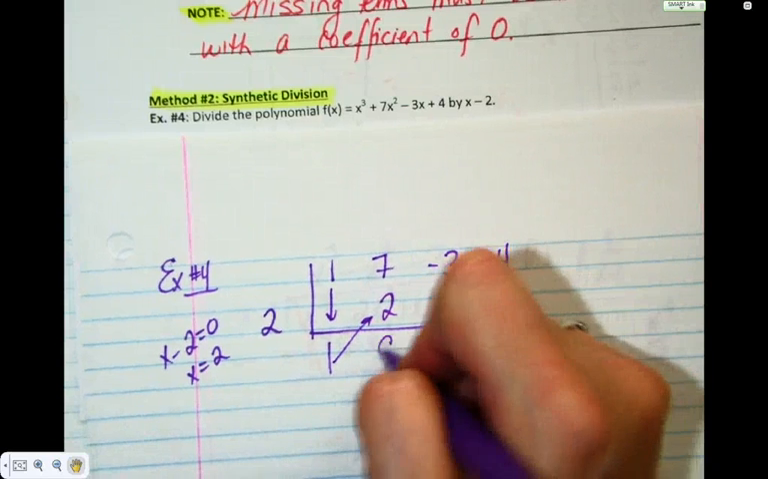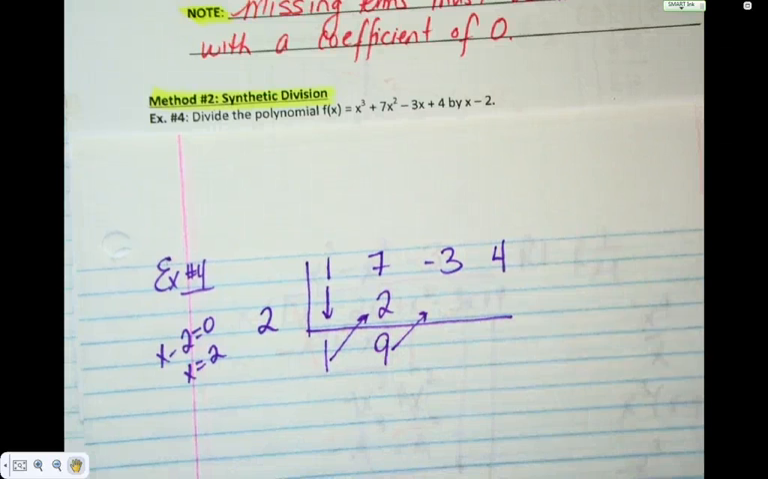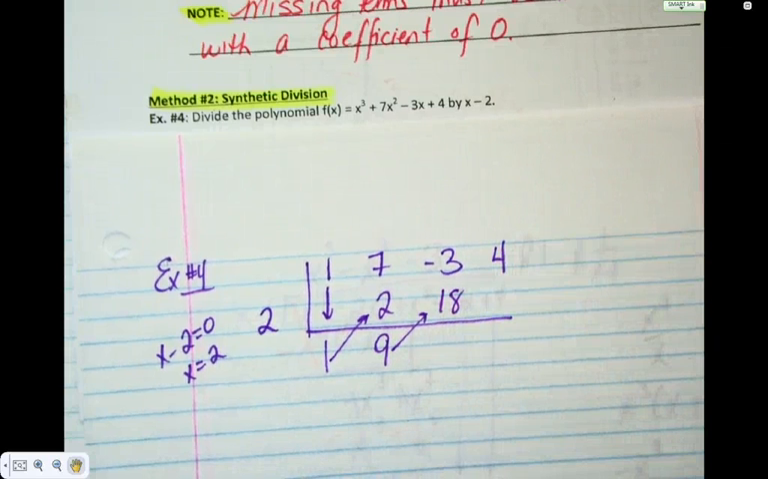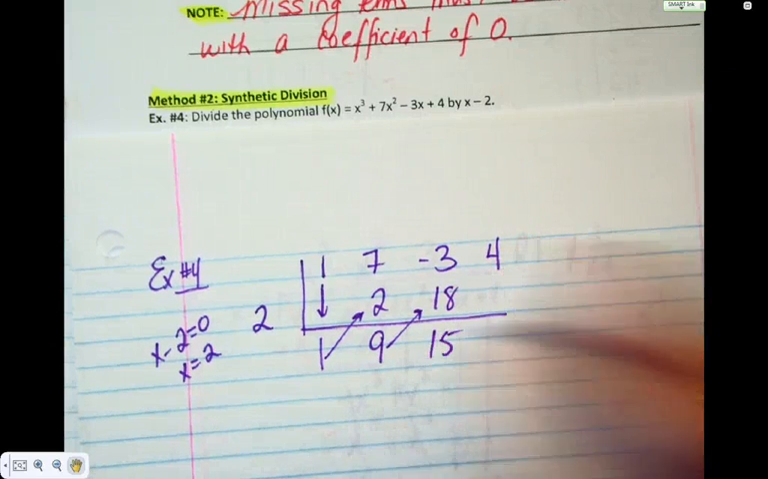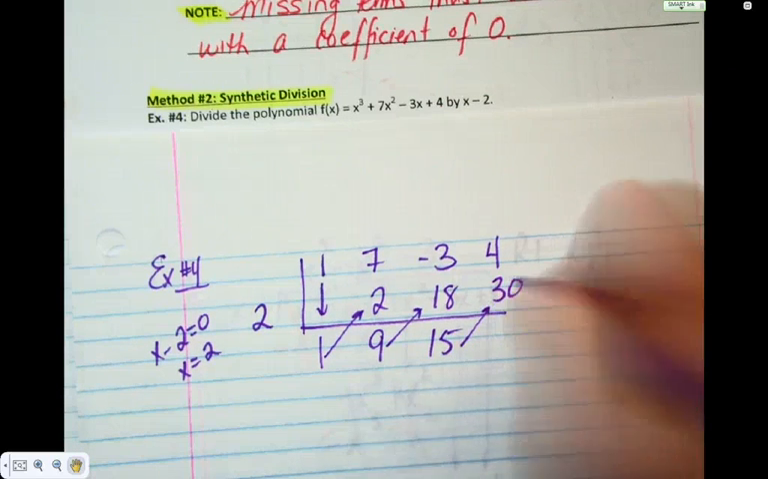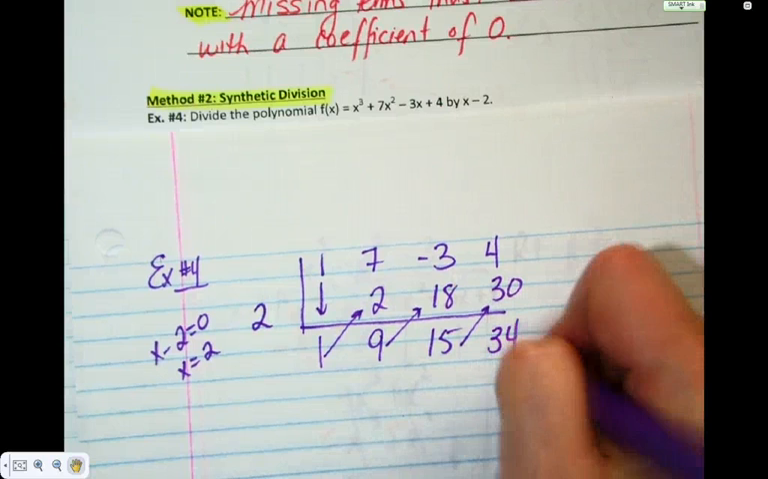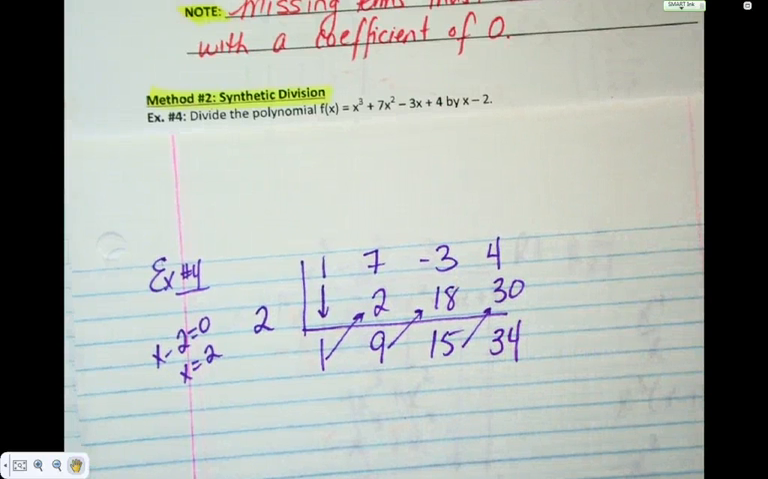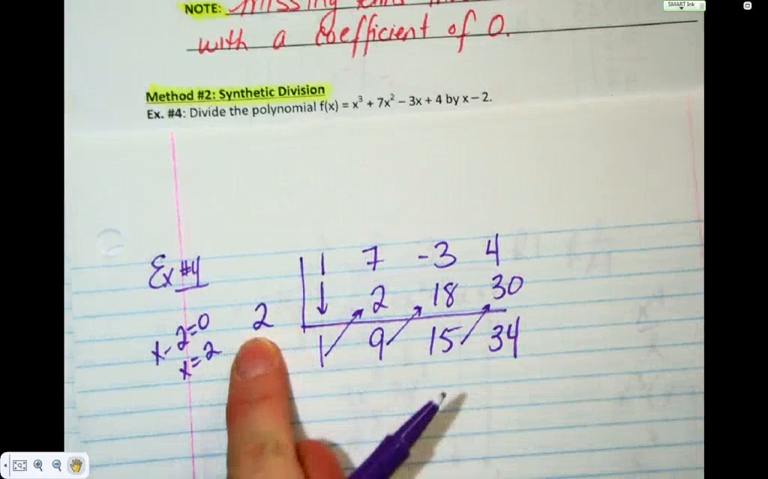Add. Multiply and put it in the next column. Add. Multiply and put it into the next column. Add. Always.